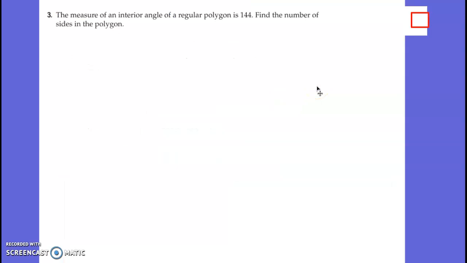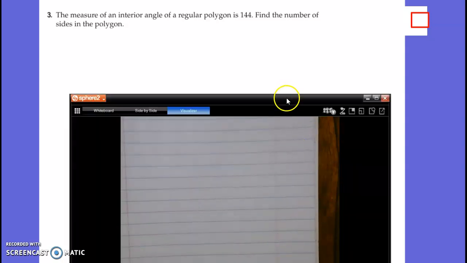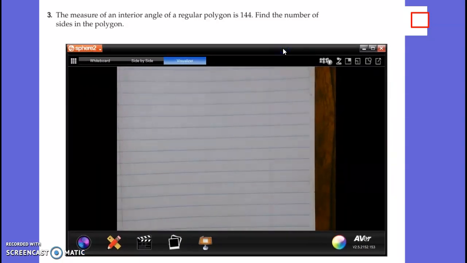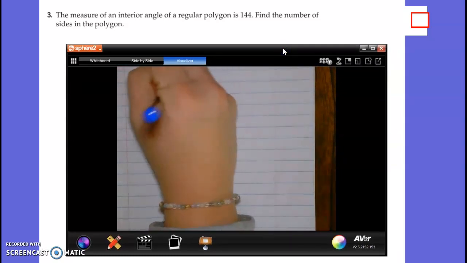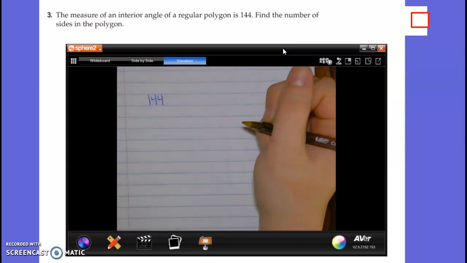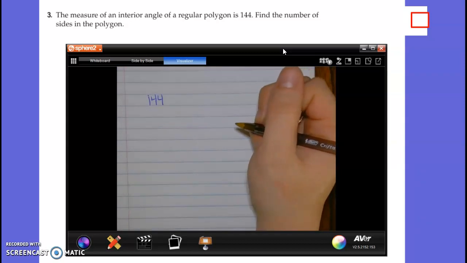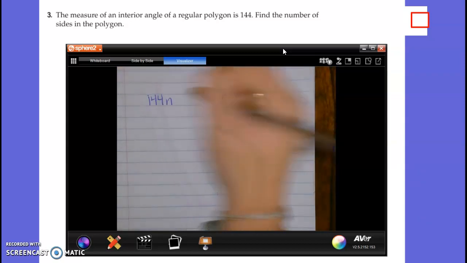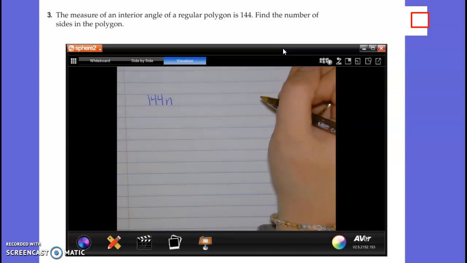So now we have the measure of an interior angle of a regular polygon is 144. Find the number of sides in that polygon. So now we'll go back to the work. Move it up a little bit so you can see. So if the angle measure of an individual angle is 144, because it's a regular polygon, that means that every single angle will be congruent. So I will let n be the number of sides.